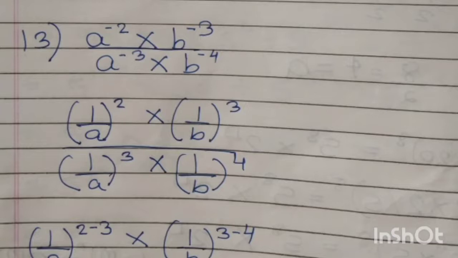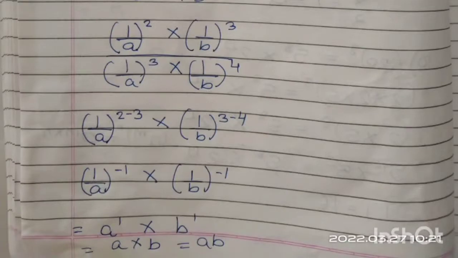So when you reverse the number, it will be 1 by a to the power 2 multiplied by 1 by b to the power 3 divided by 1 by a to the power 3 multiplied by 1 by b to the power 4. Now 1 by a and 1 by a have the same base and they are in division form. So you can subtract their exponents, 2 minus 3, and multiplied by 1 by b, 3 minus 4. So it will be 1 divided by a to the power minus 1 into 1 divided by b to the power minus 1, which will be a into b, which is option 3, AB.